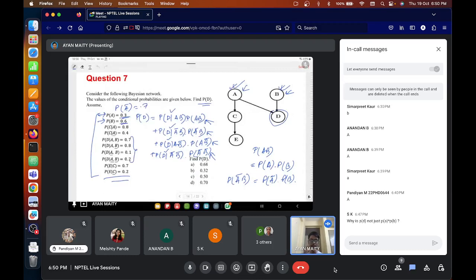Is there any question or doubt in this problem? SK asks, why is P(D) not just probability of A into probability of B? D is a different variable. It is not given that D is equal to A into B or something like that. So the probability of D is not probability of A into probability of B. D depends on A and B values, but it's not that probability of D would be equal to probability of A into probability of B.